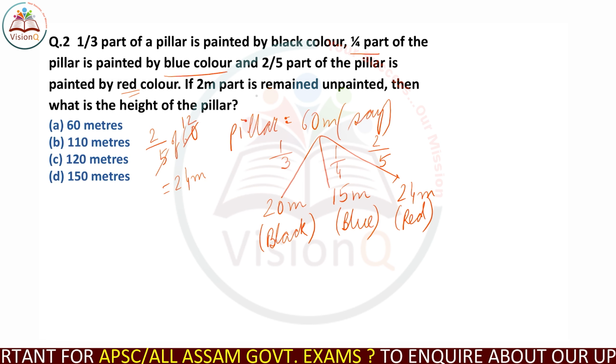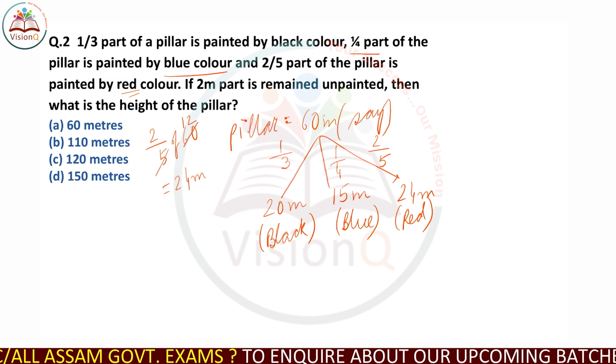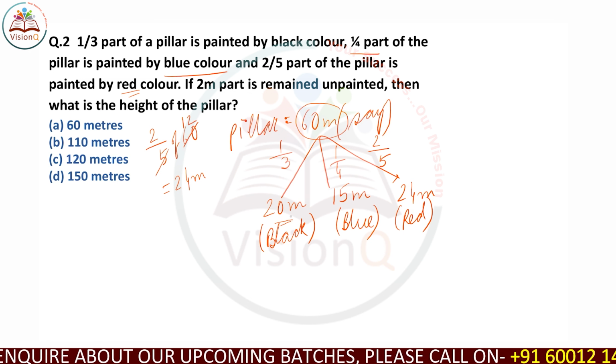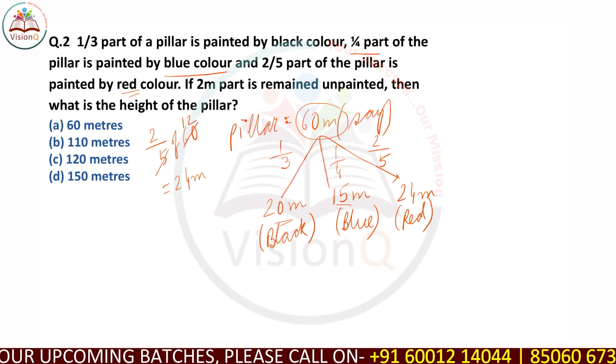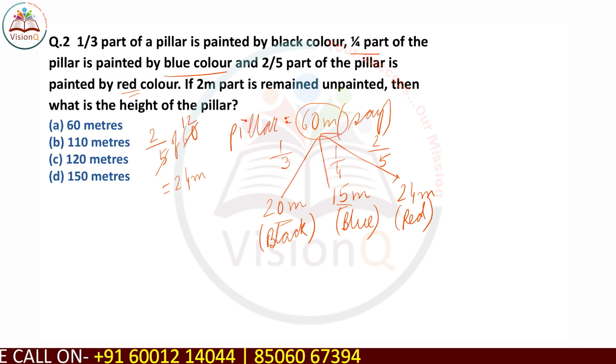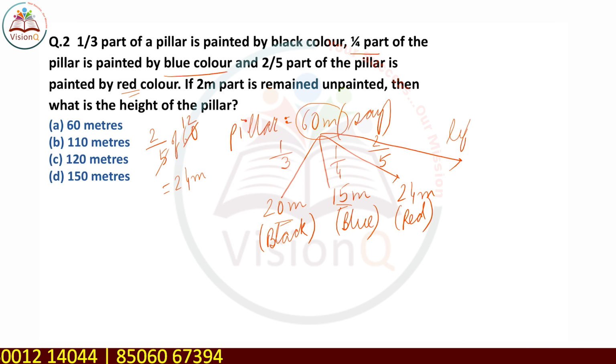And 2 meter part remains unpainted. As per our assumption, out of the 60 meter pillar, 20 meter is painted by black color, 15 is painted by blue color, and 24 is painted by red color. So how much is left to be painted? This is the left part.